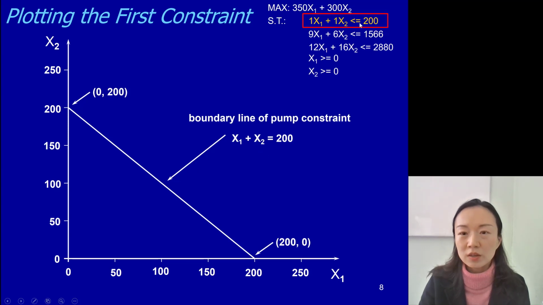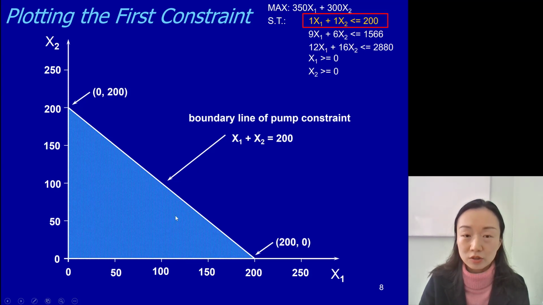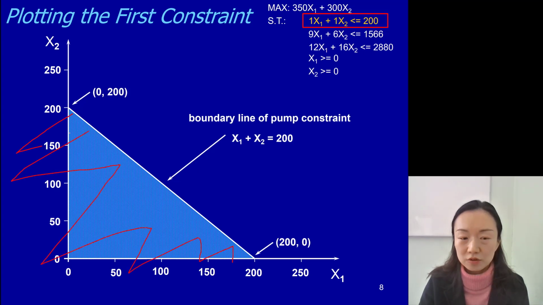Then what about representing x1 plus x2 less than or equal to 200? We would shade the area under it. Because we also have x1, x2 greater than or equal to 0, this blue area that gets shaded represents the constraint with the non-negativity conditions added. Otherwise, if we didn't have those non-negativity constraints, it would be the entire area under this line here.